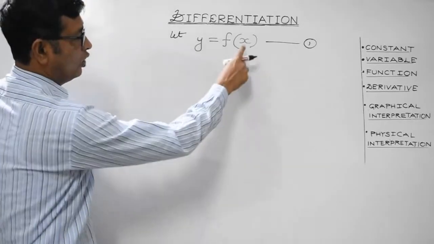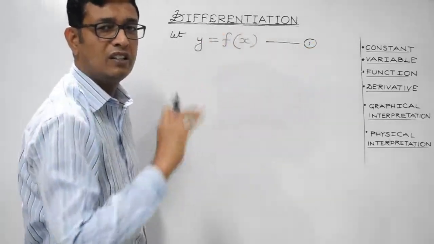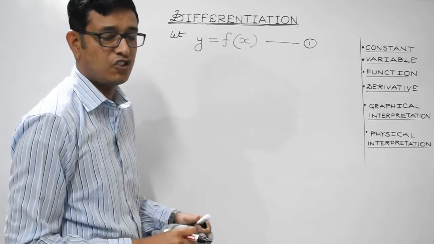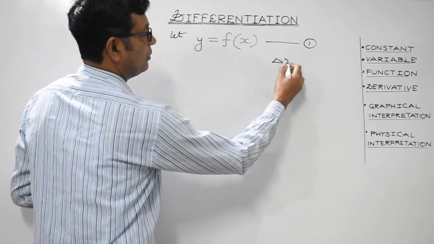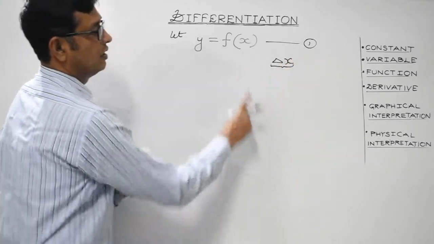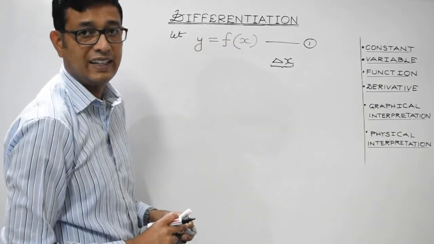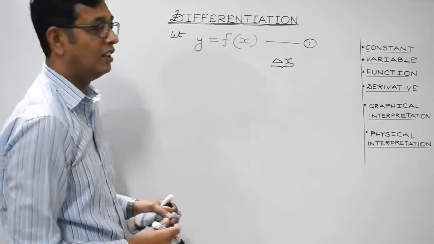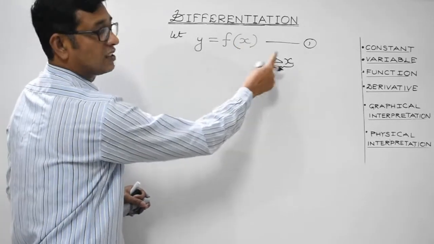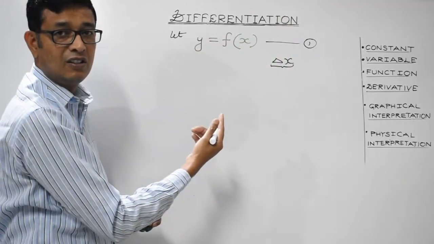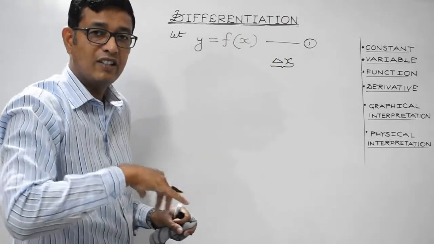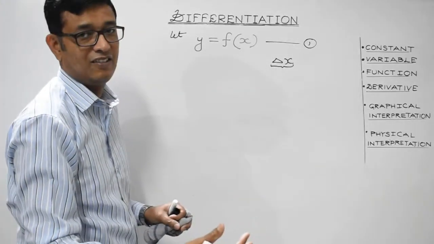So if the value of x is given some small increment, suppose the value of x is changed from x to x plus del x. Here del x represents a small change in the value of x. Then there will be a corresponding change in the value of y also. So the y value will now change to y plus del y, right?